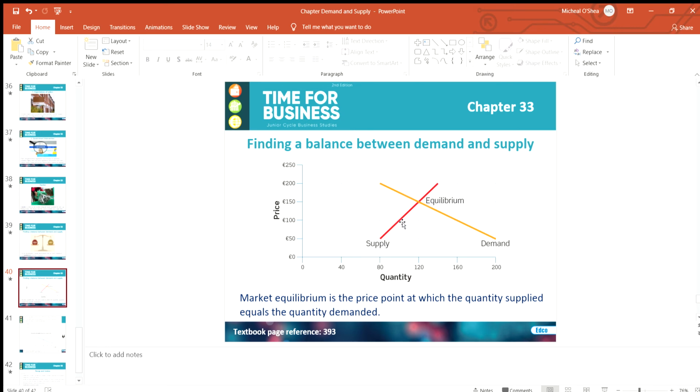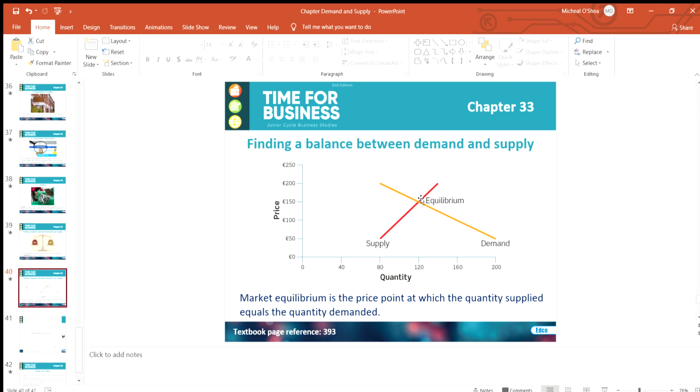But what about your friend? Let's say the supplier's name is Mary and the buyer's name is John. John is the buyer. John doesn't want to pay 200,000 for a house. So when the house is worth 200,000, John's only willing to buy 80 of them. As the price drops down to 50,000, John will buy all 200 houses. So as the price gets lower, the buyer is going to be more willing to buy.